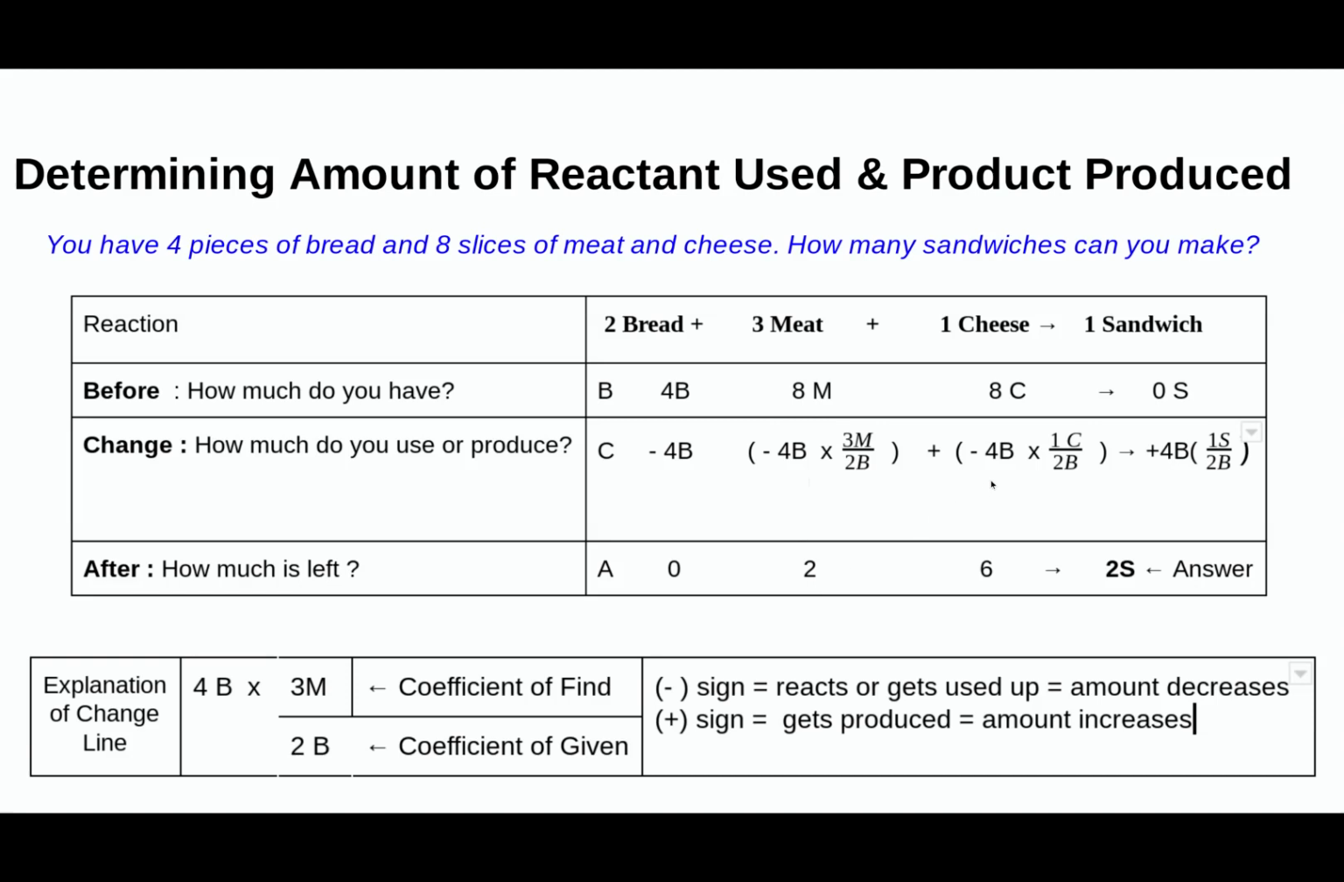Similarly, for cheese, I take 4 divided by 2, which is 2, times 1, which is 2. So 8 minus 2 is 6 pieces of cheese are left. And lastly, how many sandwiches did I make? This is just 4 divided by 2, which is 2, times 1, so I made 2 sandwiches.